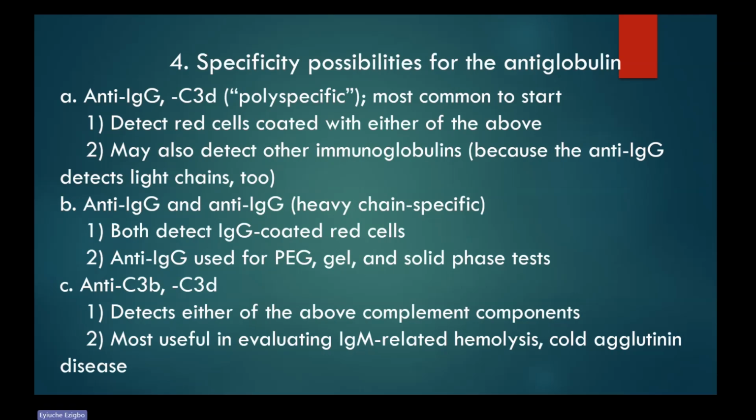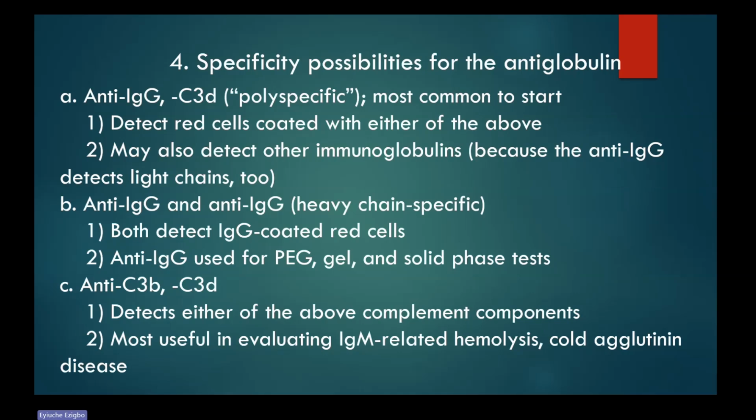So, specificity possibilities for antiglobulins. The antiglobulins that are used have their specificities, like anti-IgG, anti-complement C3d. They are polyspecific, the most common to start with. This antiglobulin that has IgG and complement C3d is polyspecific. It can detect red cells coated with either IgG or complement C3d.